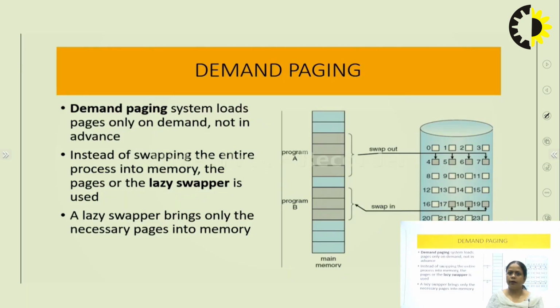By this diagram you can understand. I have shown you already this diagram. Demand paging system loads pages only on demand, not in advance. Instead of swapping the entire process into memory, a lazy swapper is used. Lazy swapper means it will take only those pages which are required by the CPU. A lazy swapper brings only necessary pages into the memory. That is known as demand paging.